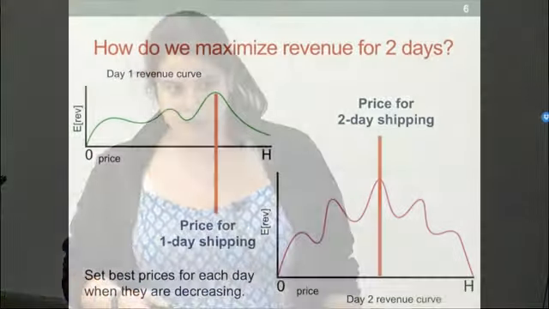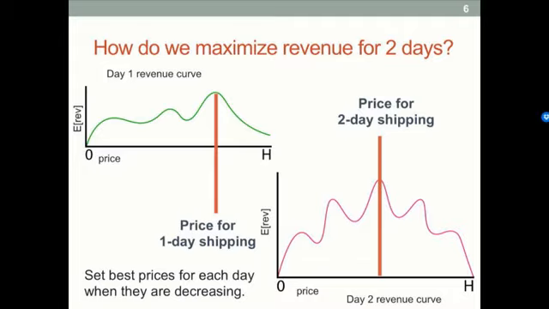Yeah, so the best thing to do is just to pick the best price for 1-day shipping and the best price for 2-day shipping. Just pick the peaks on each curve. And in this case, that is the best thing to do. When they're decreasing, the best prices are decreasing, that's the best thing to do. This is optimal in this case.